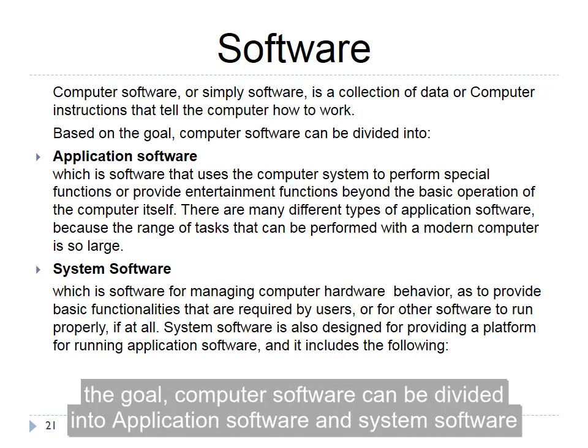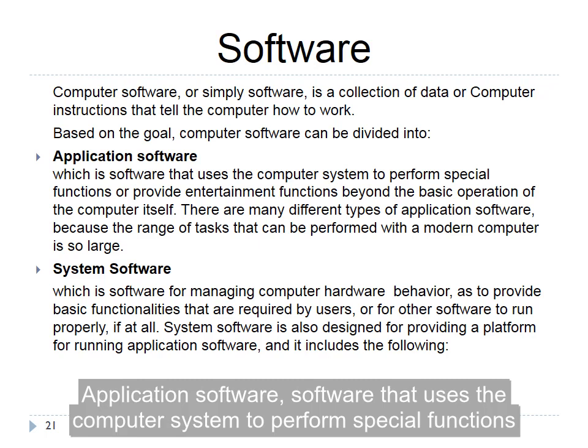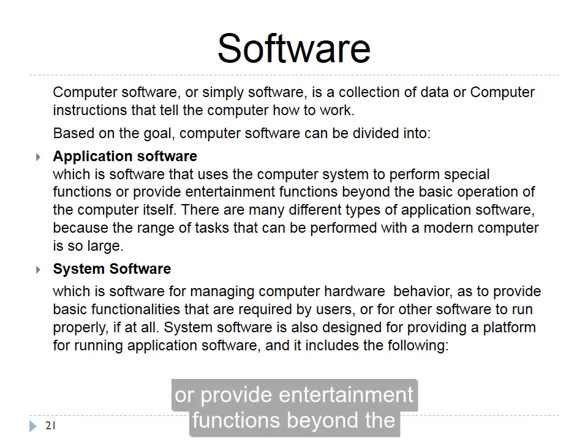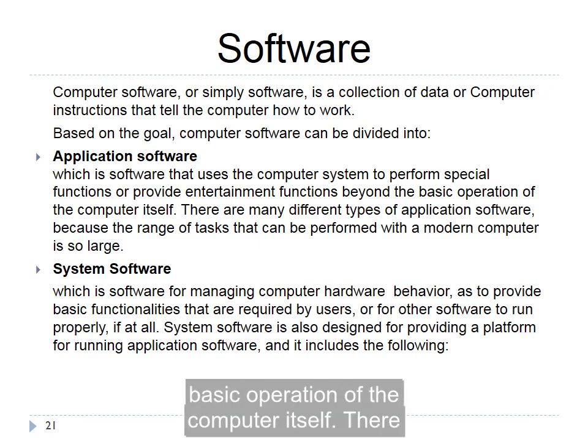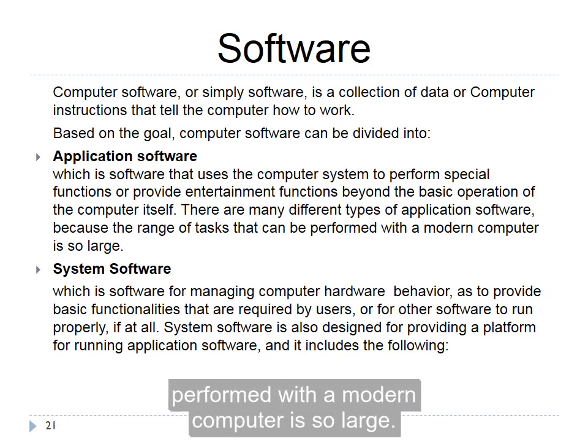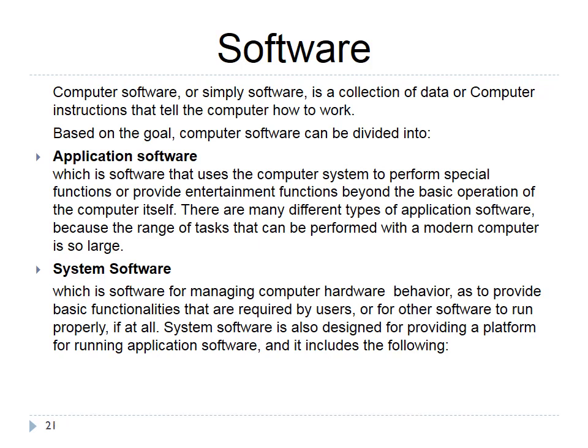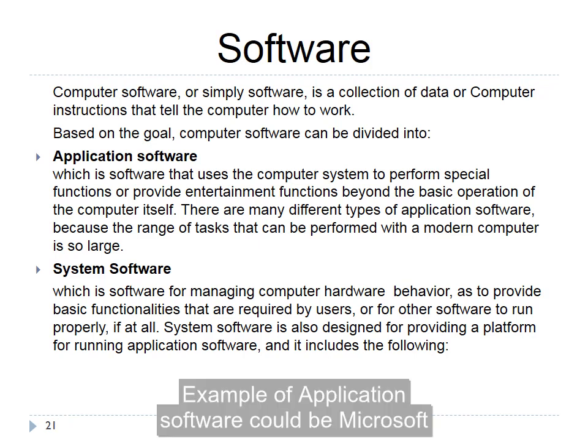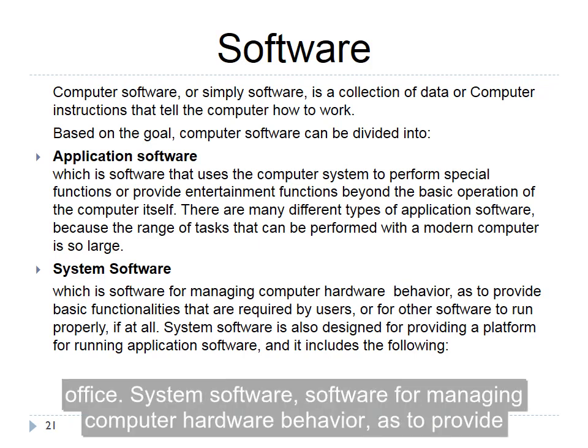Based on goal, computer software can be divided into application software and system software. Application software. Software that uses the computer system to perform special functions or provide entertainment functions beyond the basic operation of the computer itself. There are many different types of application software because the range of tasks that can be performed with a modern computer is so large. An example of application software could be Microsoft Office.